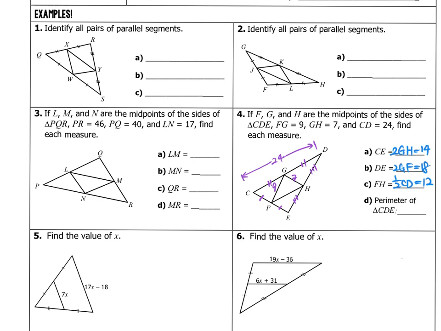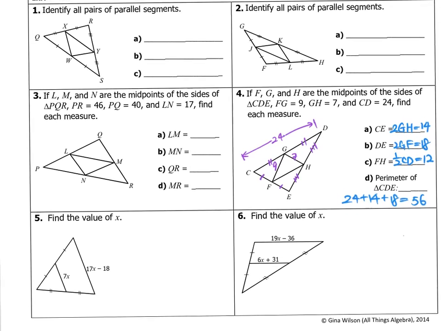Okay, but if I have to calculate the perimeter, I have to find all 3 sides first, right? Which I did. So in this case, I have 24, I'm going to write it down here, plus 14 plus 18. So I should have 56 to be exact. Okay, so that's really it.